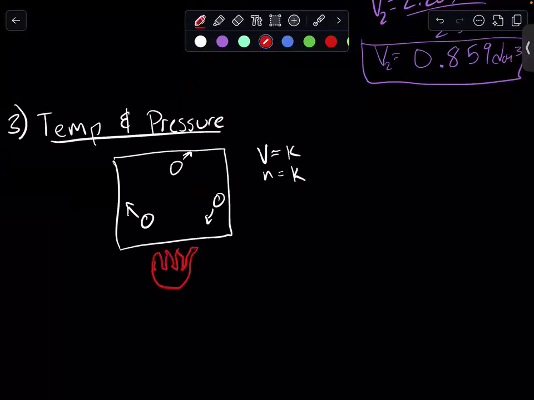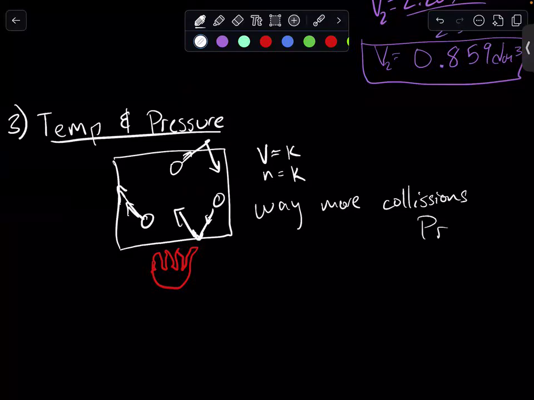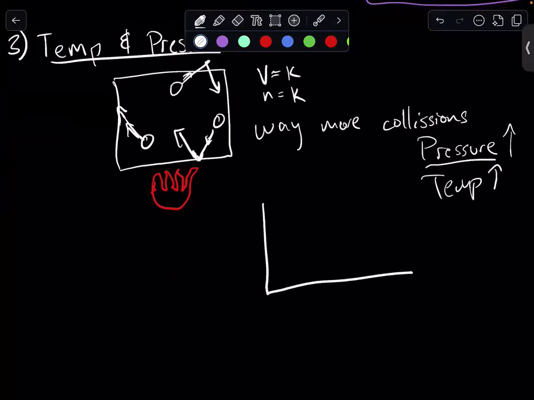Now, when you light a fire, people tend to run faster to try and get away from it. So they're going to increase their velocity. That's going to cause way more collisions. Now, those collisions we call pressure. And therefore, pressure will increase as temperature increases. So if we are to graph this, we'll see pressure and temperature, and we'll see that increase.